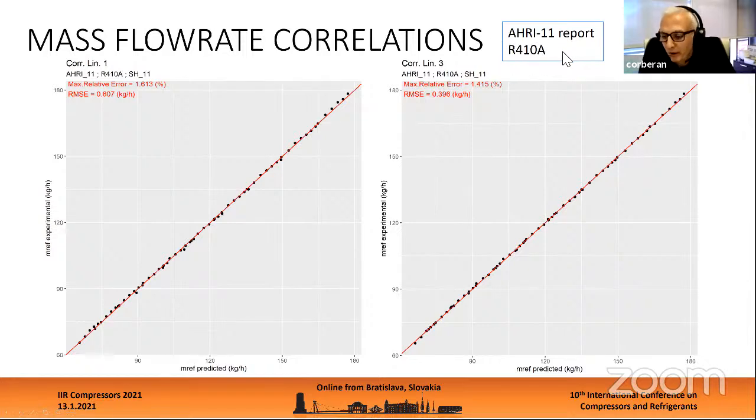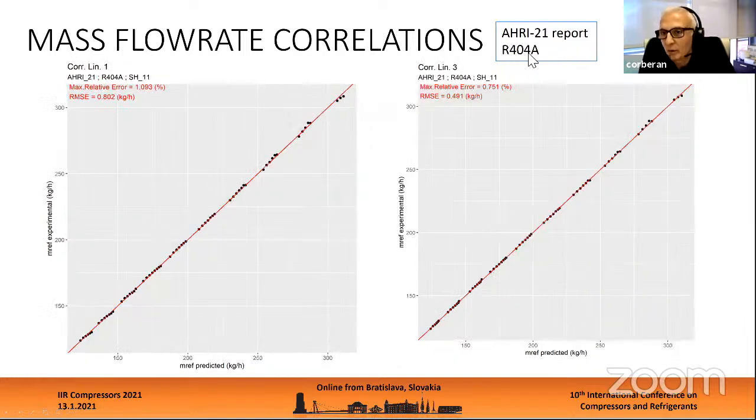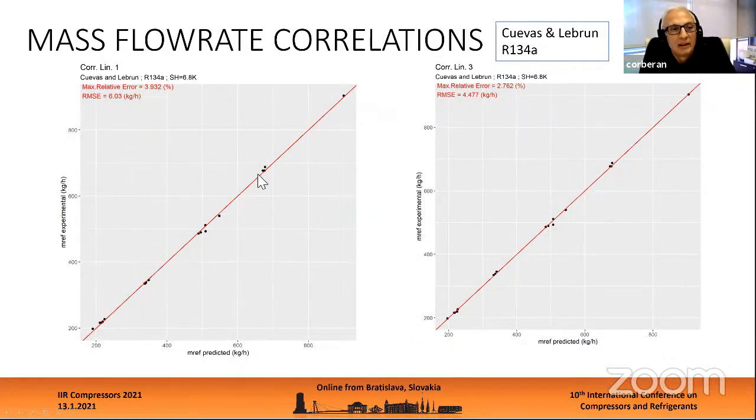If you go to a compressor which normally works at low temperature, as it is this one, this compressor working with R404A works at minus 20 degrees evaporation temperature, so it's a low temperature compressor. And so you can see that in this kind of compressor with high pressure ratios, only with 3 coefficients, we got a very good representation of the compressor mass flow rate.